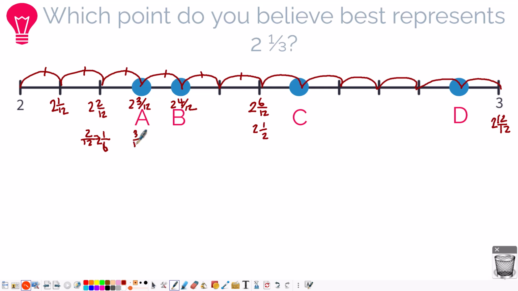So 3/12 is divisible by 3. So 3 divided by 3 is 1. 12 divided by 3 is 4. So that's not 1/3. How about 4/12? 4/12 is divisible by 4. So 4 divided by 4 is 1, and 12 divided by 4 is 3. So this would be 2 and 1/3. So mark these fractions on your number line.